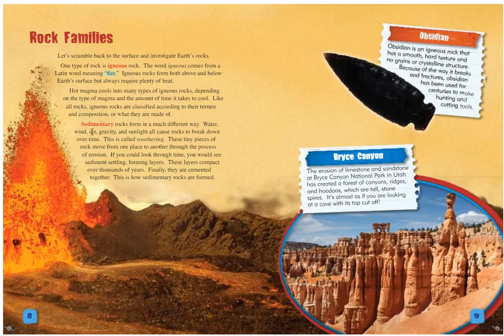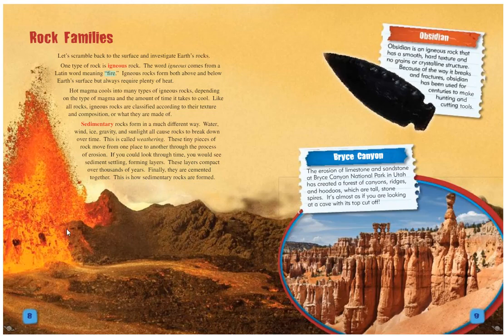Sedimentary rocks form in a much different way. Water, wind, ice, gravity, and sunlight all cause rocks to break down over time. This is called weathering. These tiny pieces of rock move from one place to another through the process of erosion. If you look through time, you will see sediments settling, forming layers. These layers compact over thousands of years. Finally, they are cemented together. This is how sedimentary rocks are formed.